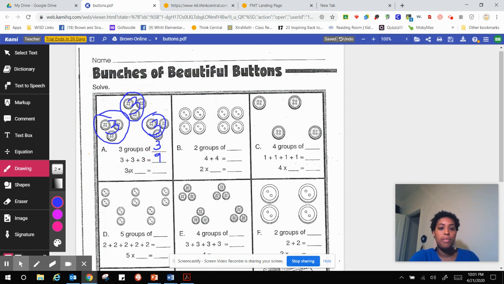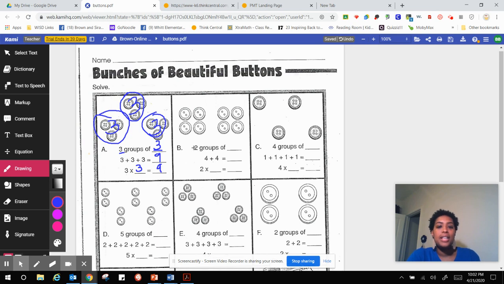Well, when we write our multiplication sentence, we use the number of groups and the number in each group. So that would be 3 times 3, and that equals 9 because we have a total of 9 buttons. Also, a little fun fact, the answer to a multiplication sentence is called the product, just in case you didn't know that.